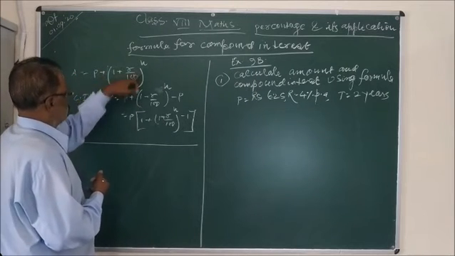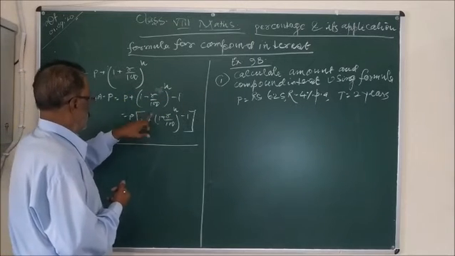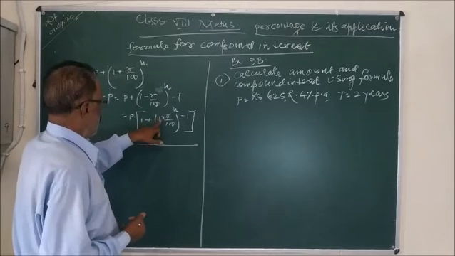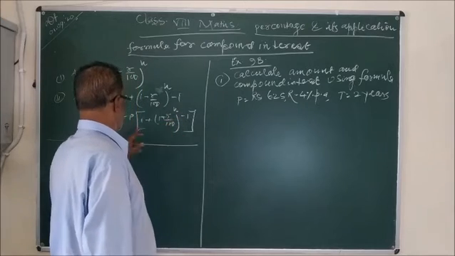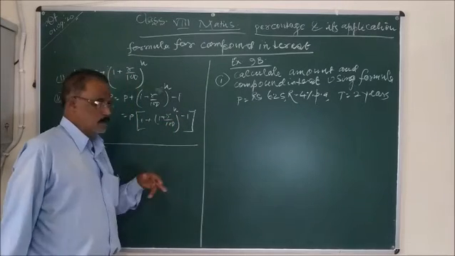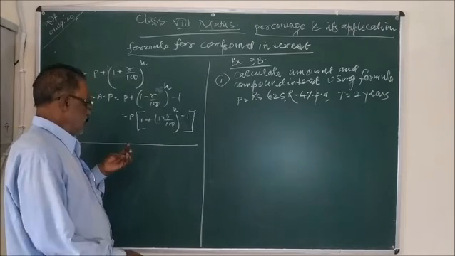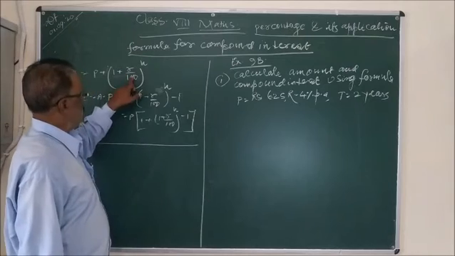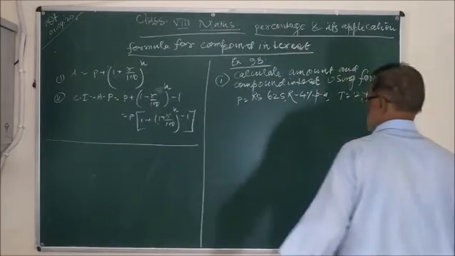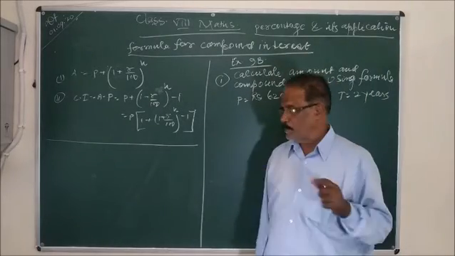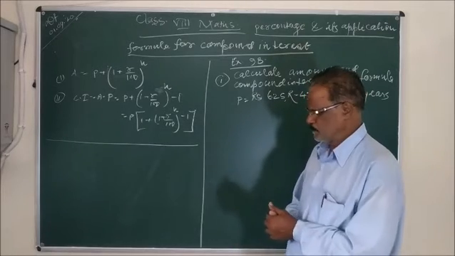For A we have this formula. With P taken common, you will get the formula P times 1 plus R by 100 power n, minus 1. If you use this formula, you can find the compound interest. Or the other method is to find the amount, and in the last step subtract the principal from the amount, and you will get the interest.